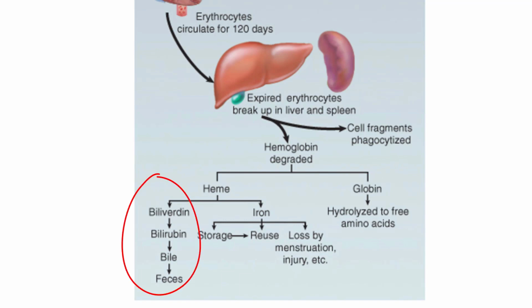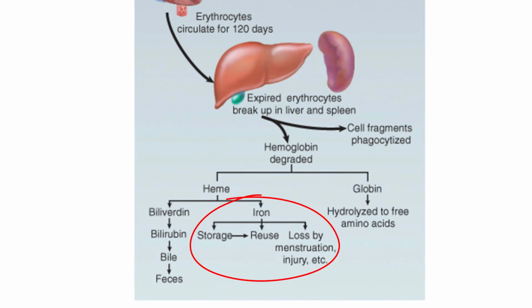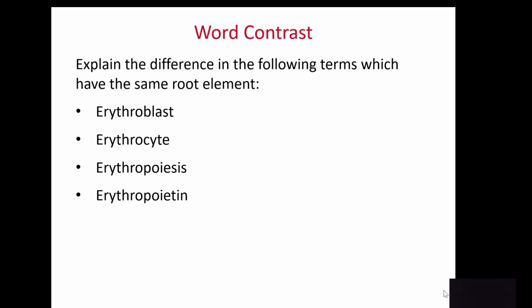The heme is further broken down into bilirubin, which is a yellowish pigment that is picked up by the blood and sent to the liver and eventually excreted through the feces. The other part of the heme is iron, which is stored by the body for later use as needed to make more hemoglobin. Okay, this slide gives us a quick terminology review.